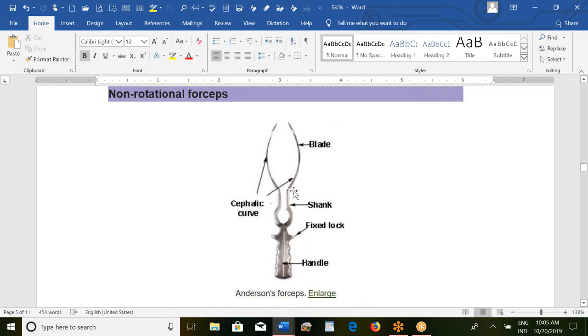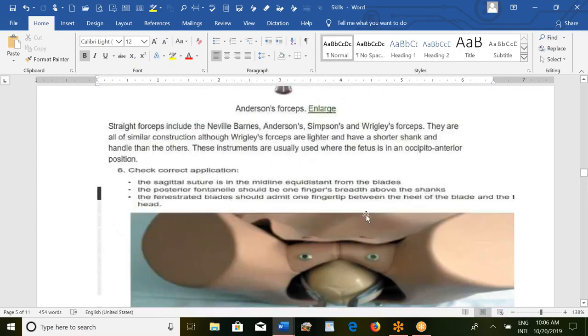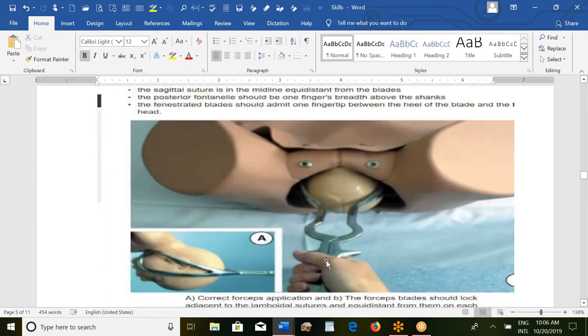So if they ask you which blade you will insert first, the right one or the left one? First the left one. Left blade, followed by the right one. Yes, that's correct. And then you should know what should be the position. This is the correct position, okay? It should be equidistant. If we have a lateral view, then you will find something like this.